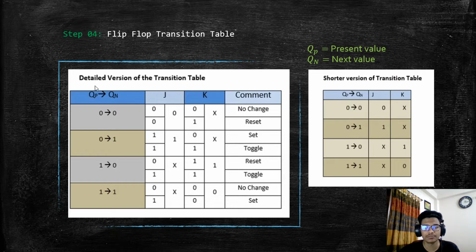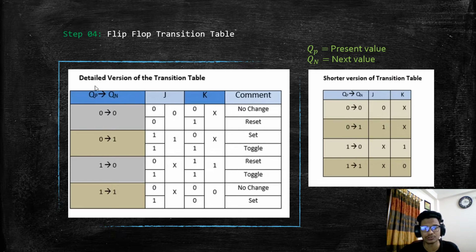Here QP represents the present value and QN represents the next output value. First, the present input value is 0, and we need the same value 0 in the output. So we input 0 in J and 0 in K. It works like memory, that means no change. We can also get output 0 by inputting 0 in J and 1 in K, that means reset.